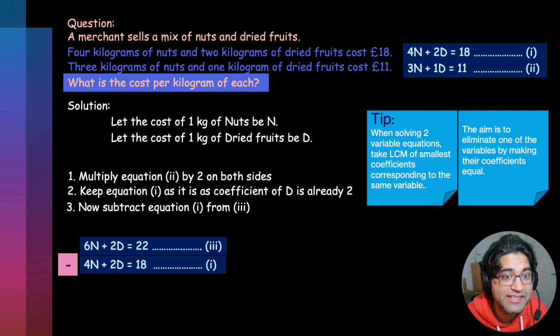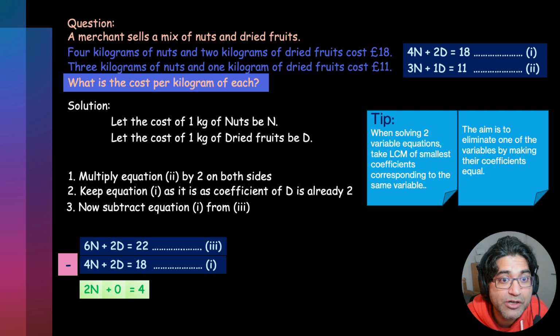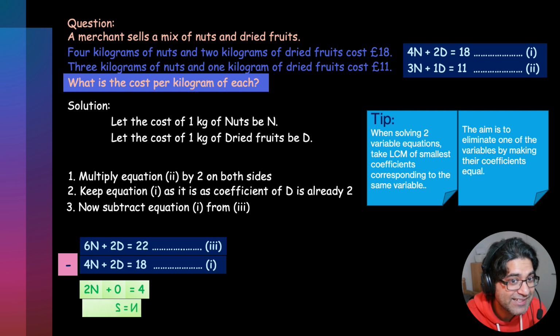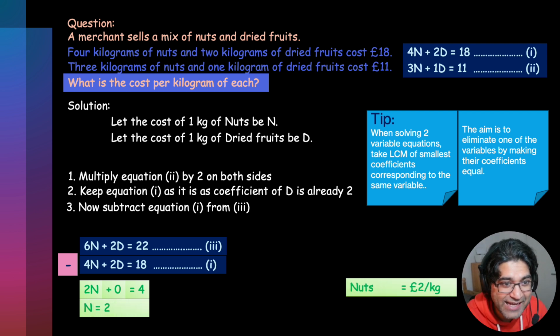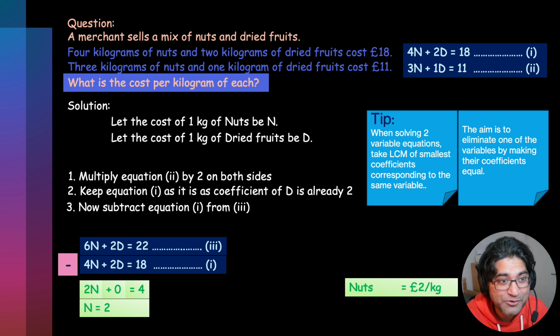Yeah. So when I subtract 6n, when I do 6n minus 4n, it gives me 2n. When I subtract 2d from 2d, it gives me 0. And when I subtract 18 from 22, it gives me 4. So I have done subtraction on each individual term, which are unique terms, n, d, and constant. So I have 2n equal to 4, which means n is equal to 2. And that means the nuts cost per kg is 2 pounds, right?